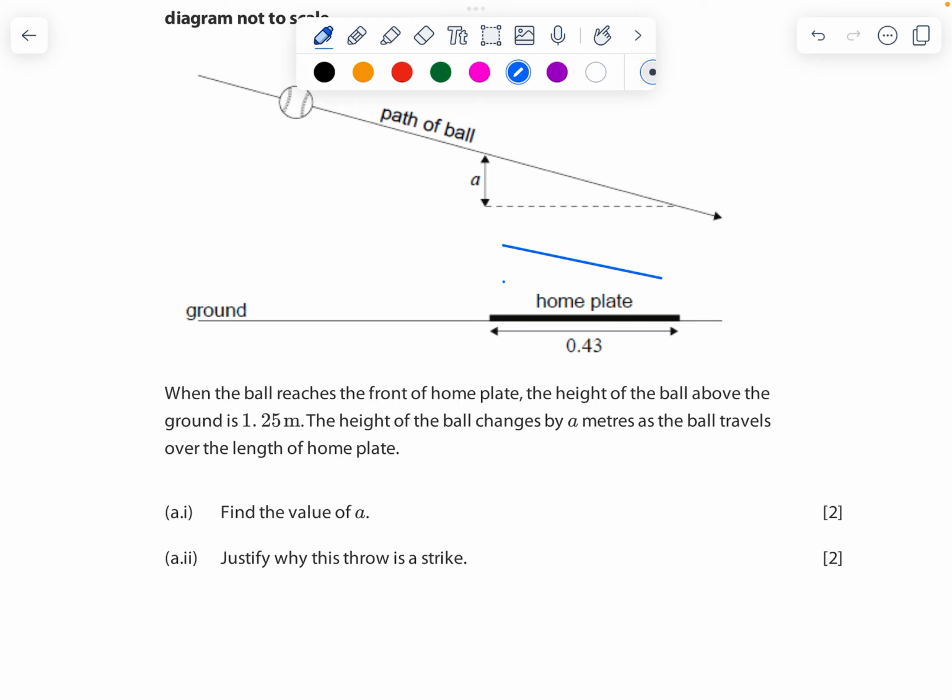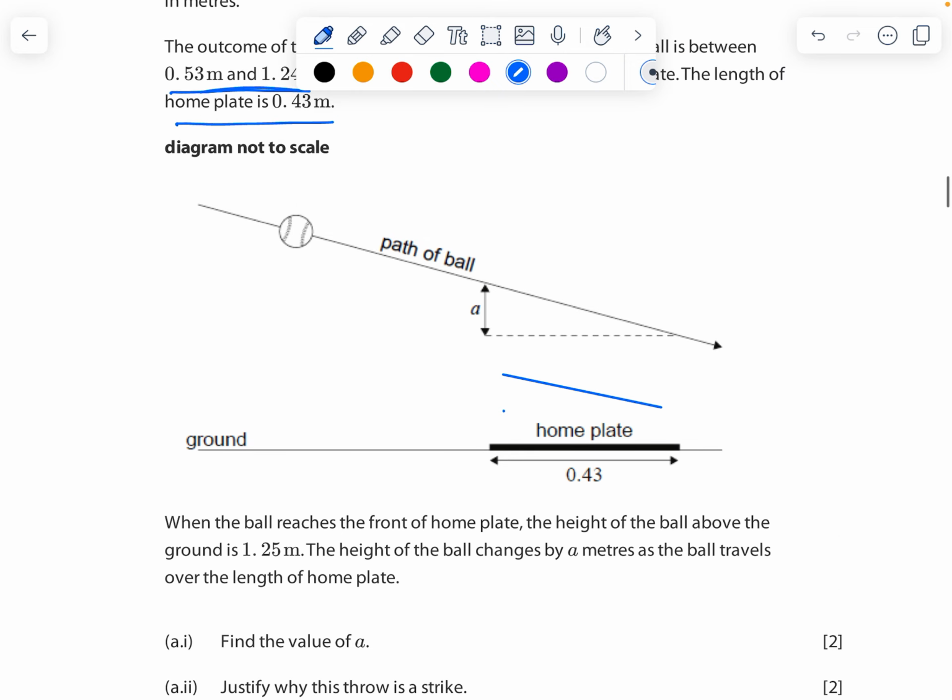When the ball reaches the front of the home plate, the height of the ball above the ground is 1.25. What does that mean? So now when the ball is reaching the front of the home plate, the height is going to be 1.25. The height of the ball changes by a meters as the ball travels through the home plate. Now the ball is traveling towards the home plate, then the height is changing by a meters. This is a. Calculate the value of a.